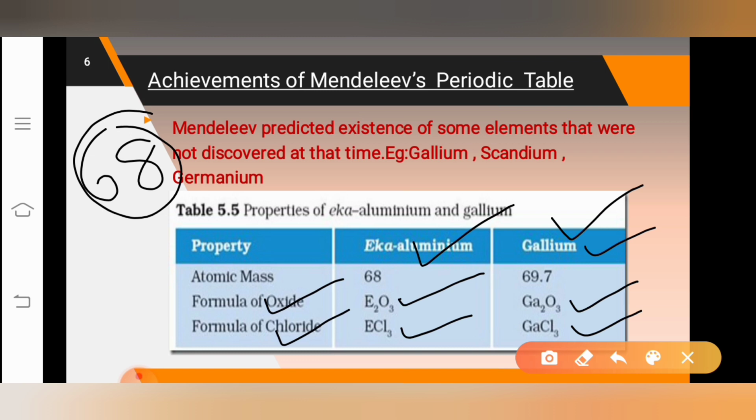He has just predicted. So Mendeleev's periodic table has Eka aluminium, which is called gallium in future, and we also understood the formula of oxides and chlorides for these elements. Correct? He could also predict the properties of some of the elements based on their position.